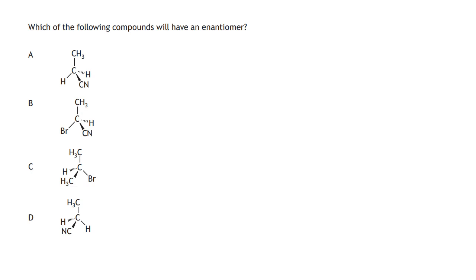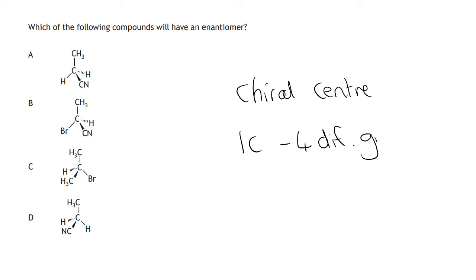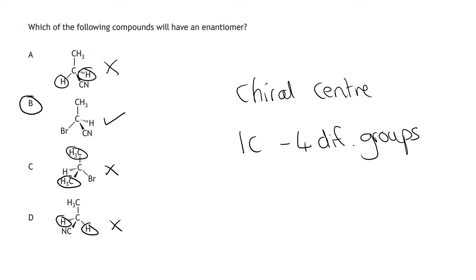Which one would have an enantiomer? So remember, enantiomer is the same as an optical isomer. We must have a chiral center, which means one carbon, four different groups. So in that top one, we've got two hydrogens, so no. On this one, we've got four different groups, so that makes sense. On number C, we've got a CH3 and a CH3, so those are two of the same group. And on D, we've got a hydrogen and a hydrogen, so it's not that one. So it's B. Enantiomer will have a chiral center. Enantiomer is also an optical isomer.